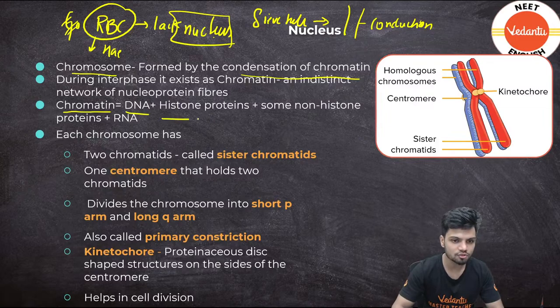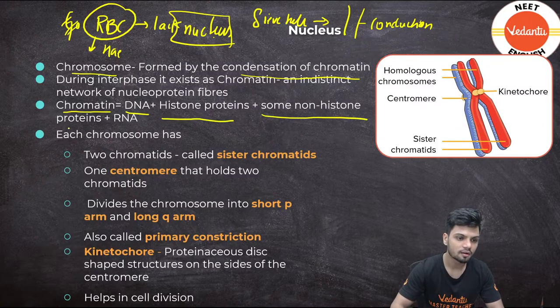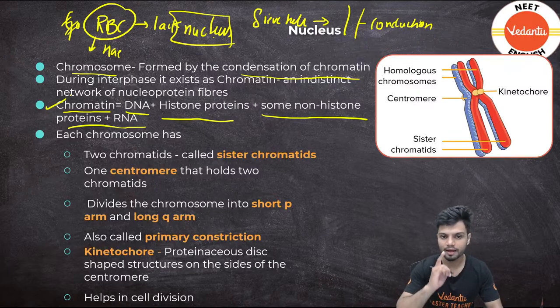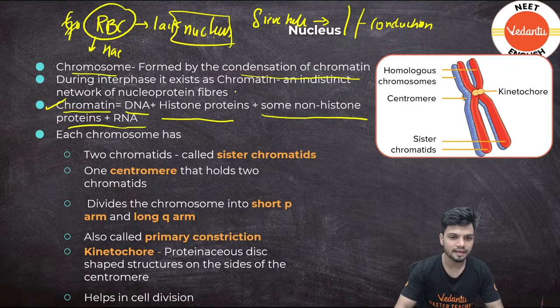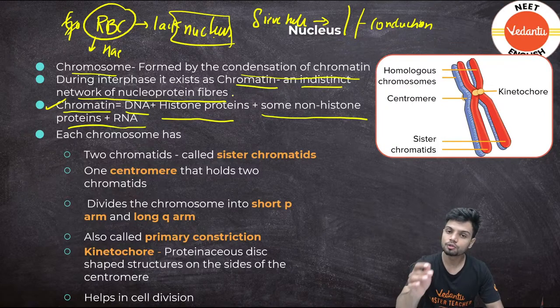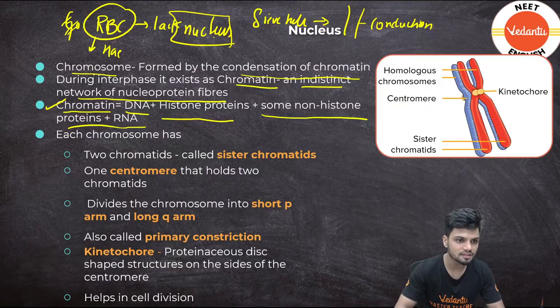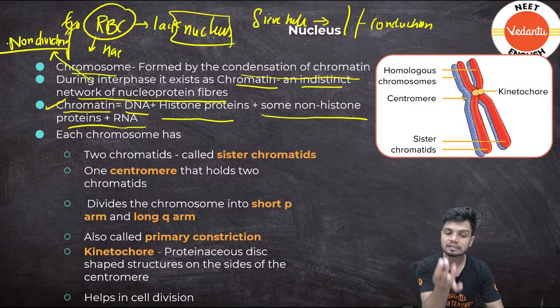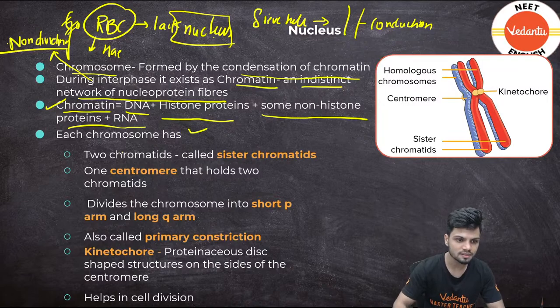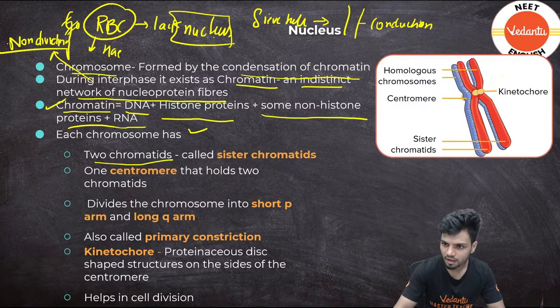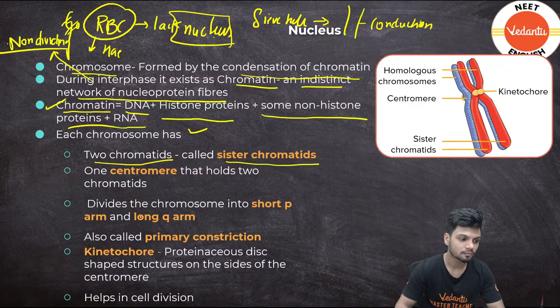Now, what is chromatin? That is DNA plus histone protein plus non-histone proteins plus RNA. That is your chromatin. During the interphase, it exists as chromatin because it is an indistinct network of nucleoprotein fibers. What is the meaning of interphase? When the cell is in the non-dividing stage, we can find the chromatin. Now, a chromosome has two chromatids, also called sister chromatids.